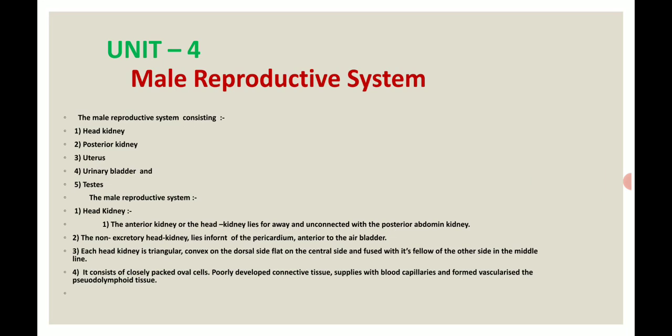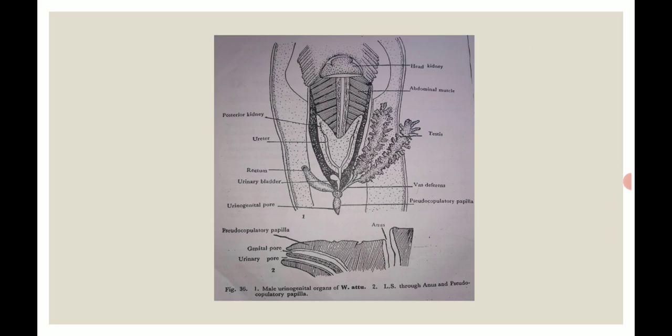It consists of closely packed oval cells with poorly developed connective tissue, supplied with blood capillaries, and forms vascularized pseudolymphoid tissue. Now here are the male urinogenital organs of Wallago attu, as well as the LS through the anus and pseudocopulatory papillae.